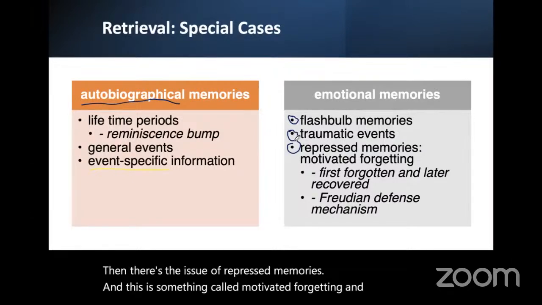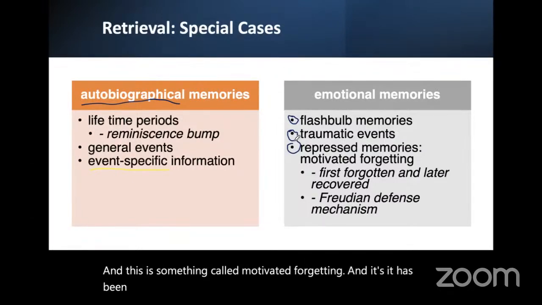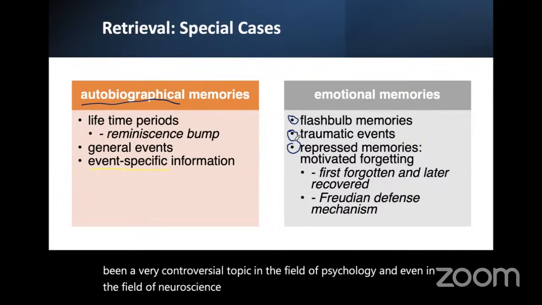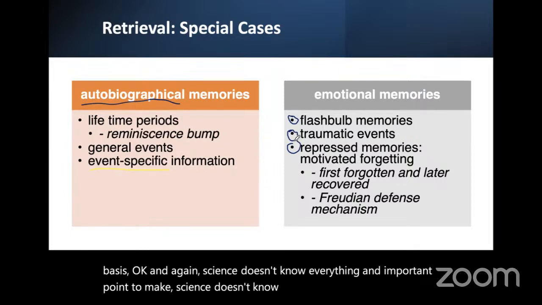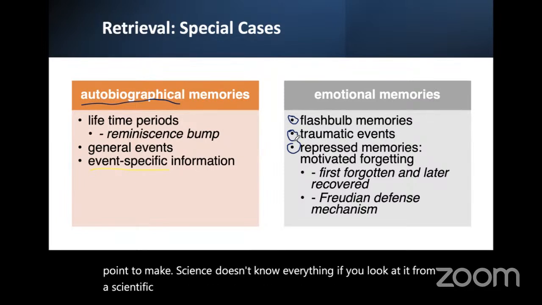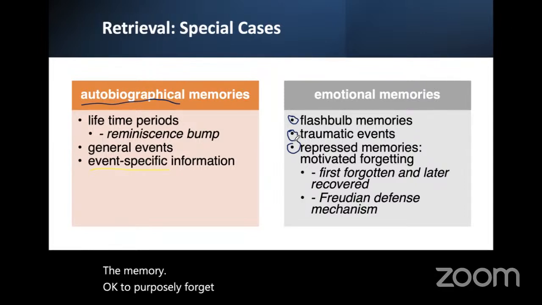And it has been a very controversial topic in the field of psychology and even in the field of neuroscience, because if you look at it from a scientific basis, okay, and again, science doesn't know everything, an important point to make, science doesn't know everything. If you look at it from a scientific perspective, it's impossible to forget a memory. Okay, to purposely forget, I should put that out there, to purposely forget a memory.